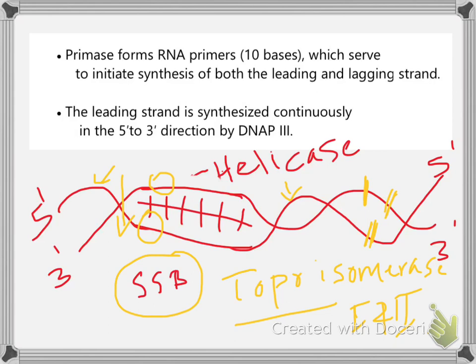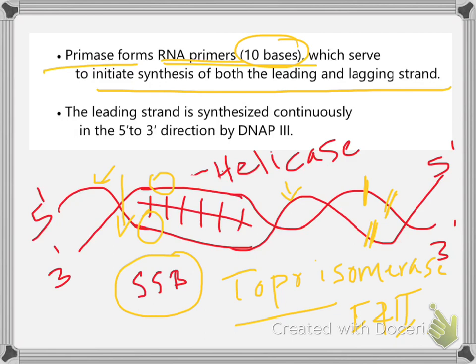Now we want a primer. We require a primer. Primer means an RNA fragment or maybe a DNA fragment which consists of 10 bases. And the primers are synthesized by the enzyme primase. The primase enzyme synthesizes the RNA primers, which consist of approximately 10 bases, which serve to initiate the synthesis of both leading and lagging strand.